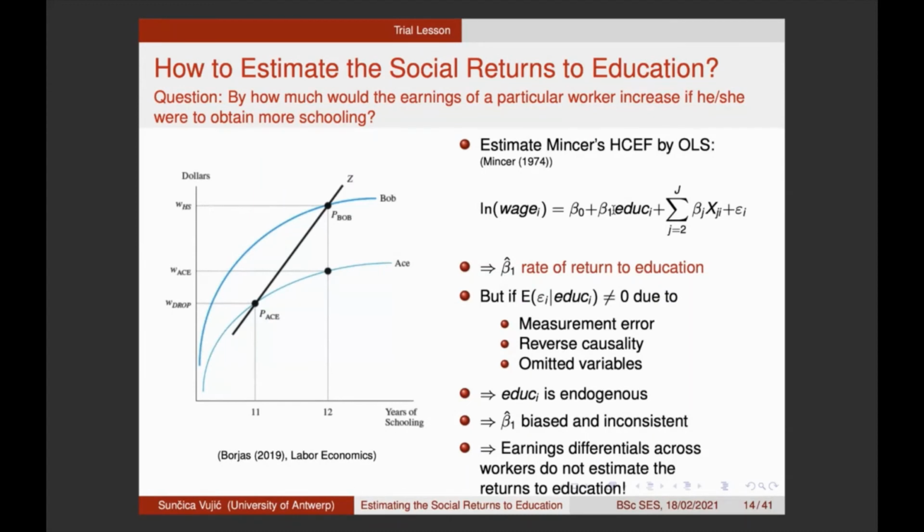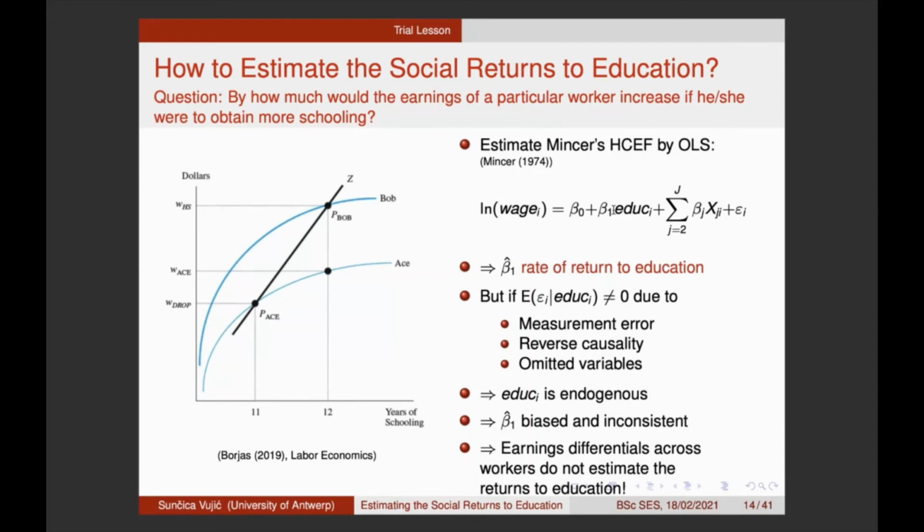And we also say that it's inconsistent. So what does this mean? You might think, okay, if I increase my sample, if I include more individuals, if I have a larger sample such that I have more individuals, more education and more wages, so I increase the N of this sample, maybe this bias will disappear. But the answer is no. The bias is not going to disappear. And this bias is often called omitted variable bias.